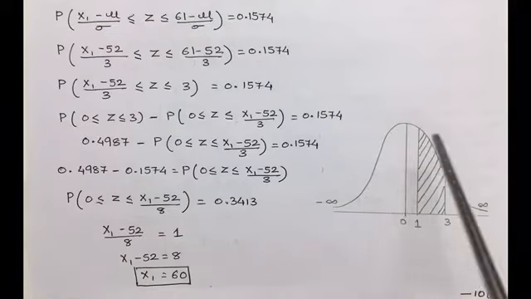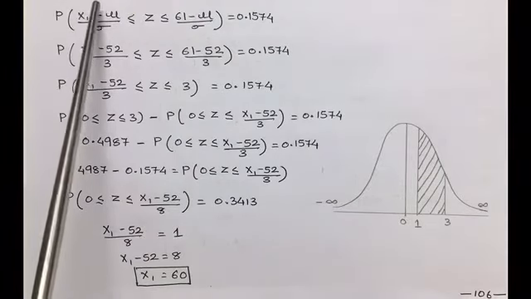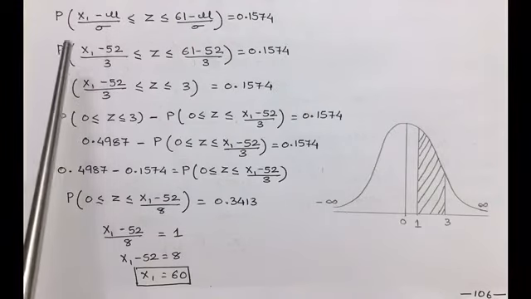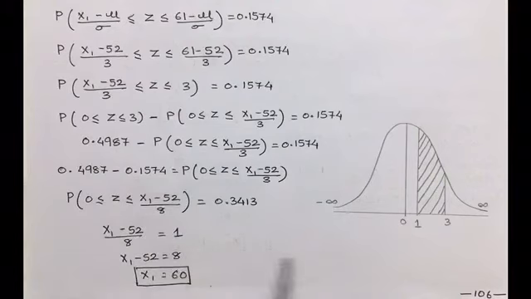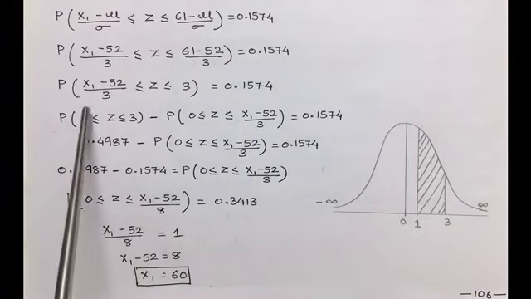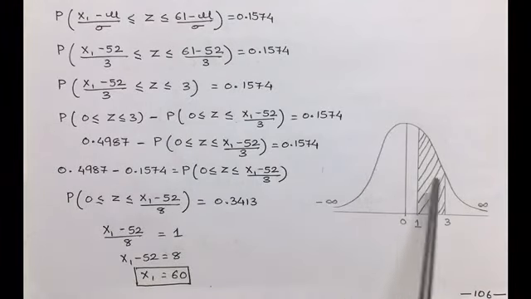Now drawing the bell-shaped graph, the value of Z1 what we have got, this value we have got to be 1. So from 1 to 3 the area is being shaded, 1 to 3 the area is being shaded here under the bell-shaped graph.